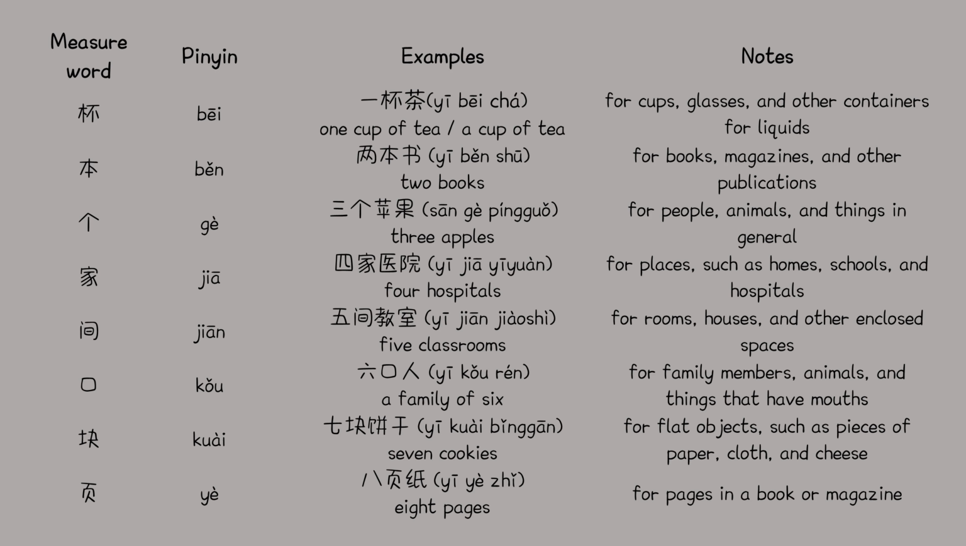杯，一杯茶。 1 cup of tea, a cup of tea. 本，2本书。 2 books. 个，3个苹果。 3 apples. 家，4家医院。 4 hospitals. 间，5间教室。 5 classrooms. 口，6口人。 A family of 6. 块，7块饼干。 7 cookies. 页，8页纸。 8 pages.